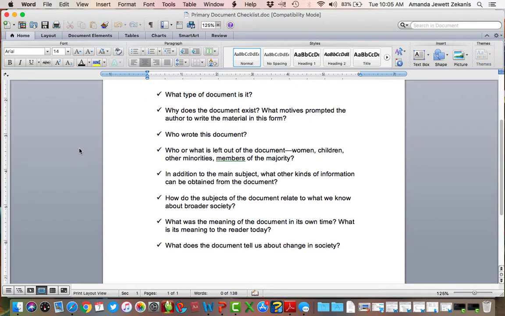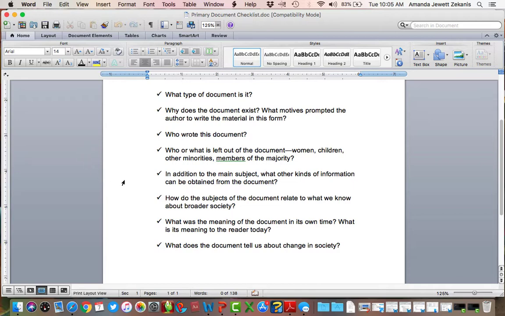You can take a step back. What type of document is it? Why does it exist? What motives prompted the author to write in this form? What prompted the author to write, period, is a good question too, right? We often are able to put things together based on multiple sources corroborating each other, right? But if one person says something that's totally off kilter and off the wall from what actually happened, why might they be saying this? Who's their audience? Who wrote the document? Who's left out of the document?